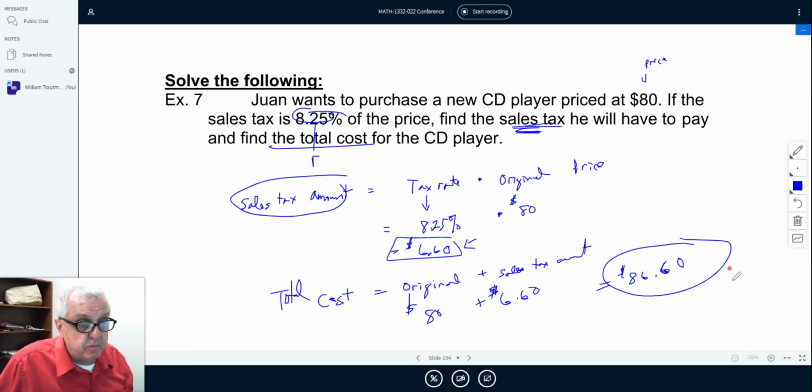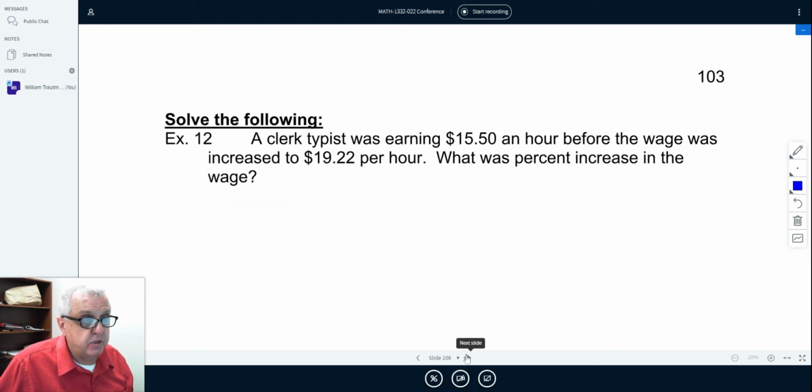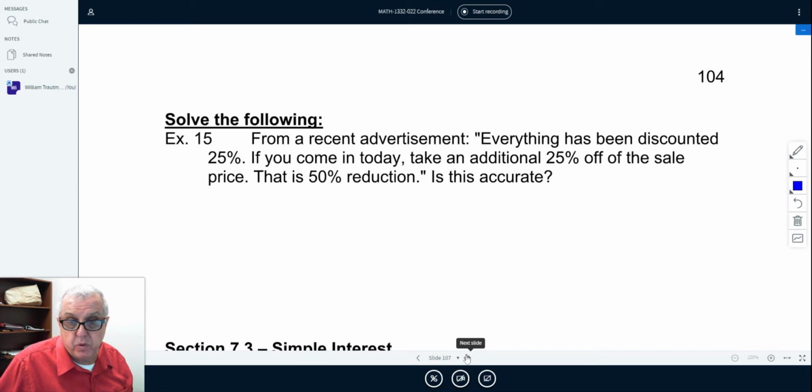All right, so now I'm going to page 104. 102, 103, 104, and we're going to do problems 1, 2, and 3.